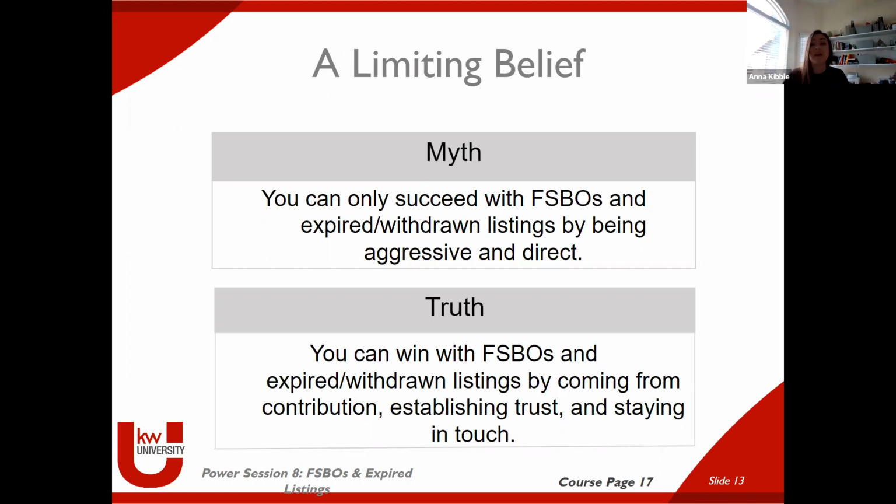Expireds are very similar, right? They hired a real estate agent to get the job done, and the real estate agent didn't get that job done. So being direct and aggressive may win you an opportunity to interview for the job of selling their house, yet it's not going to win their trust back to hiring you for the job. It's going to be coming from contribution. What can you bring to the table, and being consistent and persistent inside of that communication.